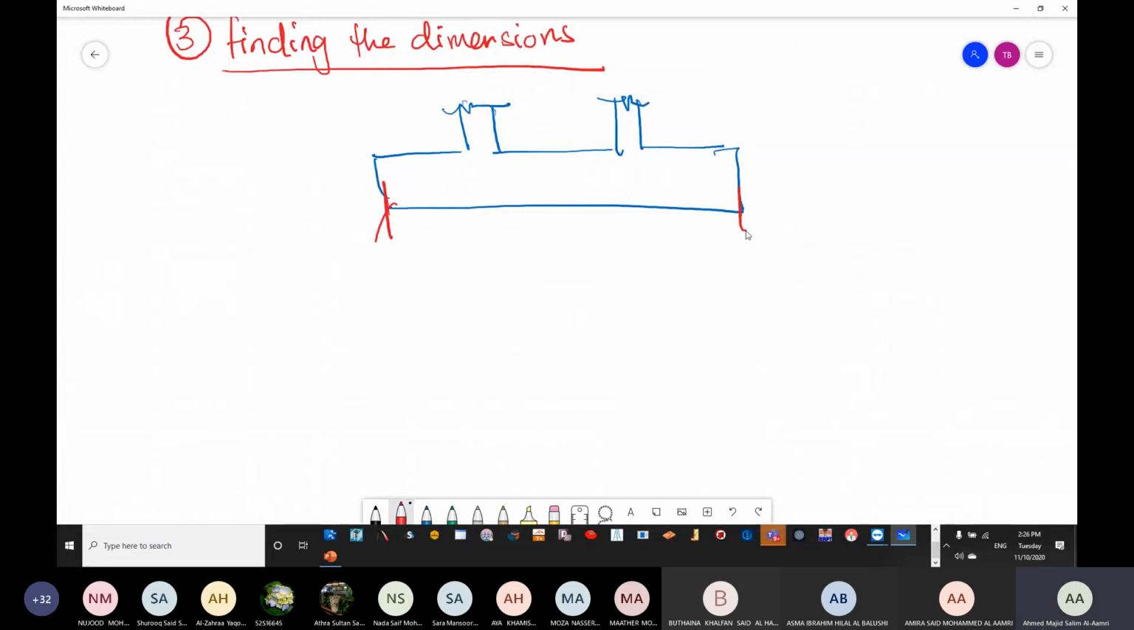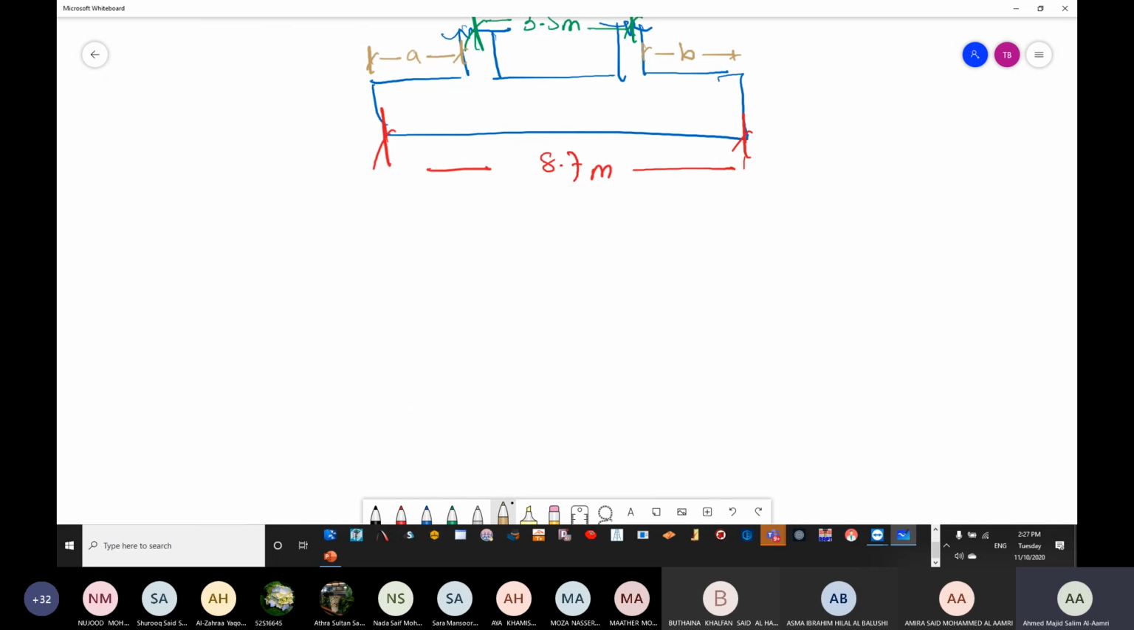I understood that this dimension is 8.7. And I have understood that this dimension from here to here is 3.5. Now, what we need to do is calculate this dimension. Let's say that this is A, and we need to calculate this dimension, which is B. Any idea how you would calculate this dimension?